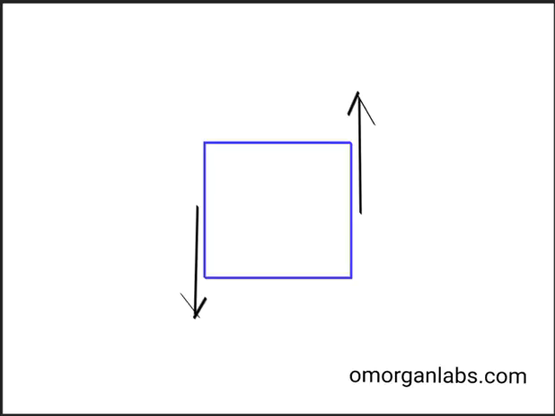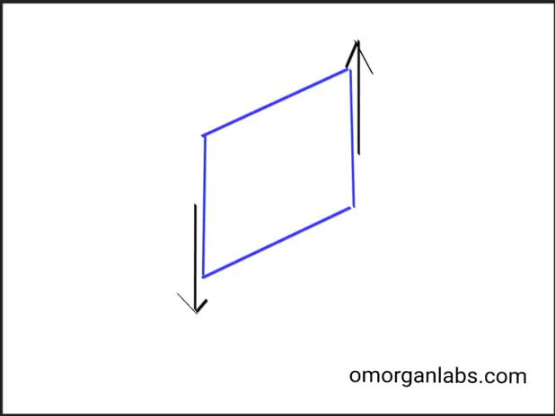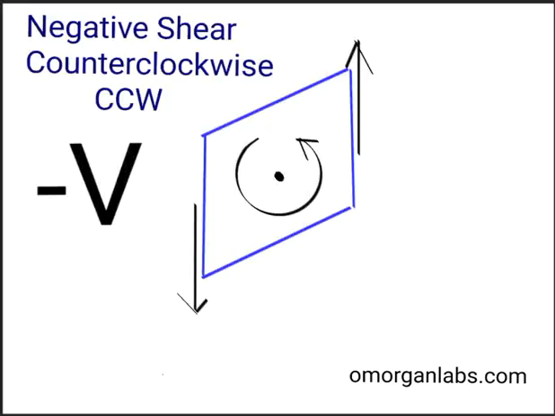What will happen is the forces will tend to want to rotate the little element. But this is static, so it's not going to rotate. It's just going to apply a stress that will want to rotate it. We define the counterclockwise rotation as a negative shear, and we use the letter V to indicate shear. So negative shear is counterclockwise, CCW.